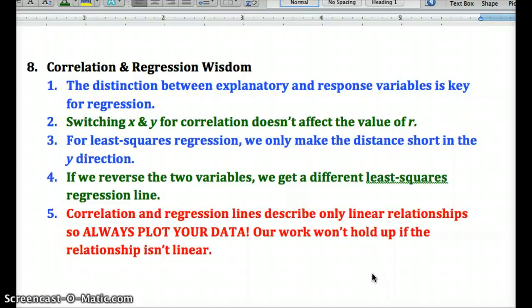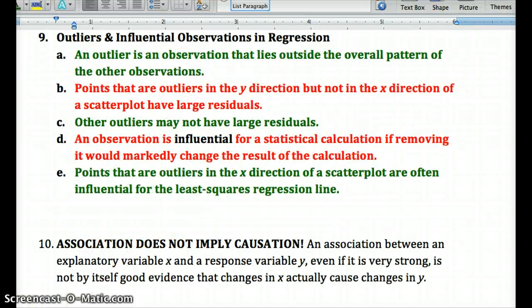So correlation and regression only describe linear relationships, so always do a quick scatter plot as we discussed in class. Our work doesn't hold up if the relationship isn't linear. Outliers fall outside of the overall pattern that we see. Those in the y direction, but not in the x direction, of a scatter plot will have larger residuals. Because we're trying to minimize the distance in the y direction, we're worried about our predicted value, the response variable. So we're worried for regression about outliers in the y direction. Other outliers may not have as large residuals.